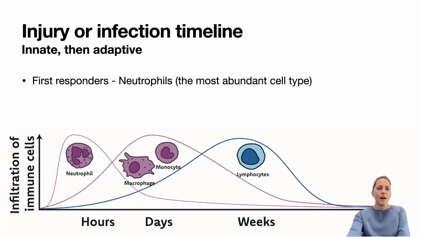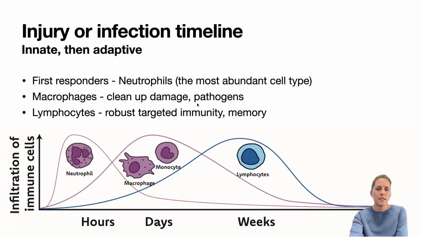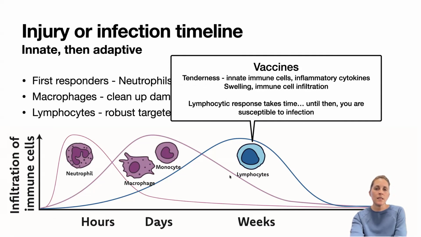All right. So our first responders are our neutrophils, and then we have our macrophages. They clean up the damage and the pathogens, and then our lymphocytes, and this is involved in that robust targeted immunity. And what's kind of cool is this same type of process takes place when we are vaccinated. So let's say you go and get your flu shot. That initial tenderness at the point of injection, like, oh gosh, my shoulder really hurts, right? That's an influx of those immune cells, both an influx of the immune cells coming to that site, but also the immune cells that are residing there.